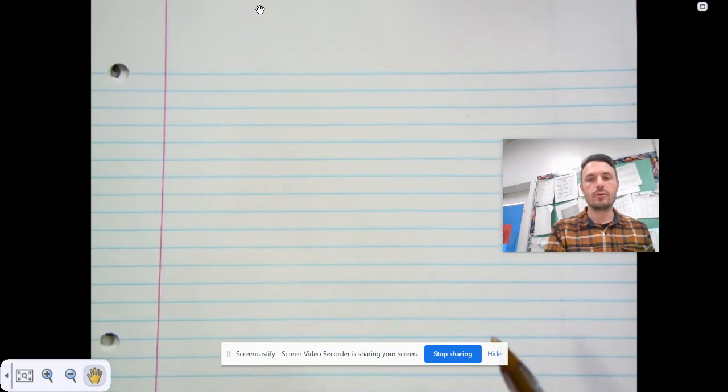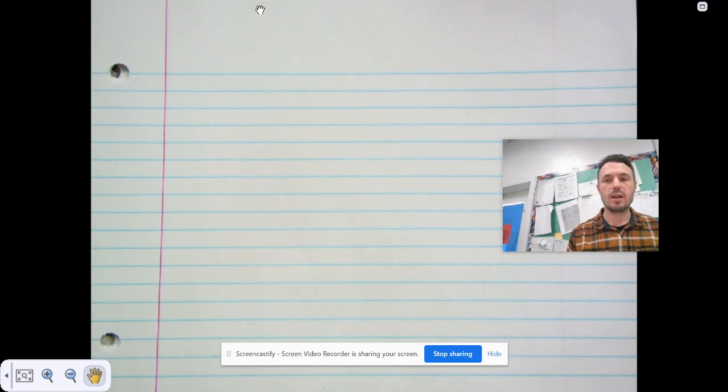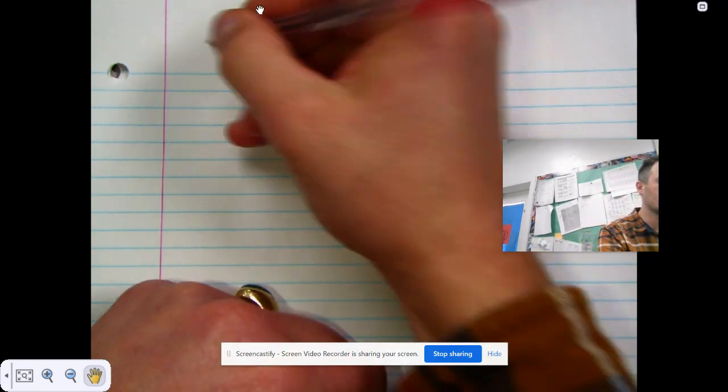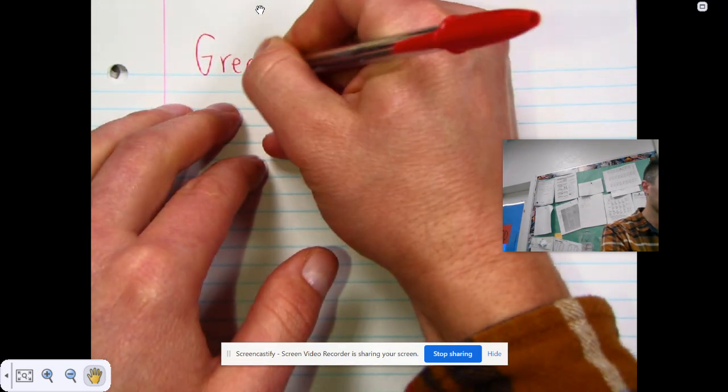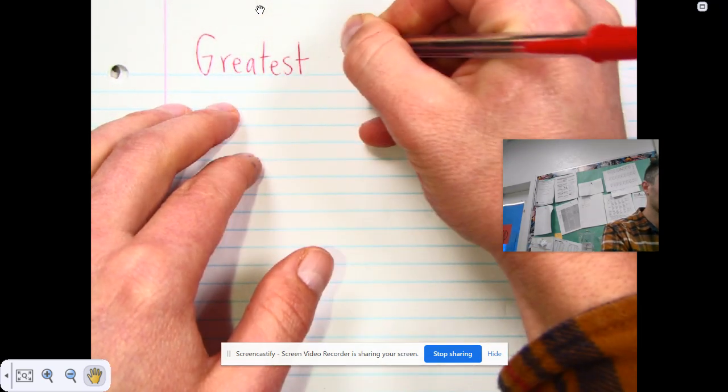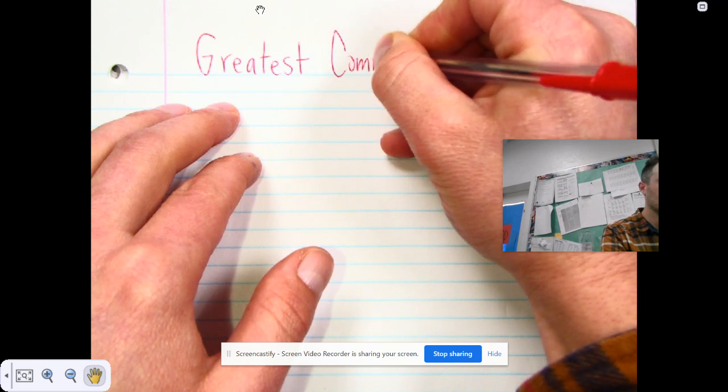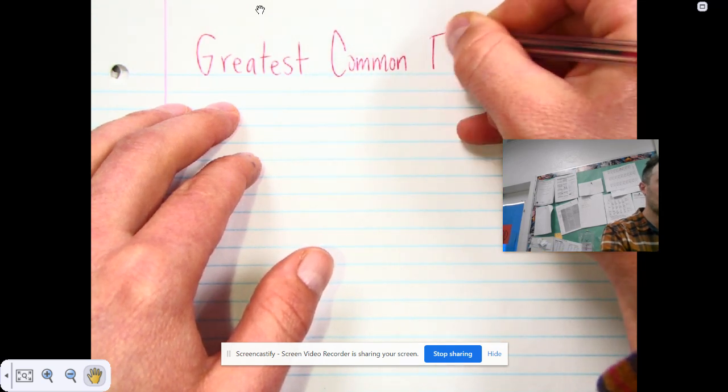Go ahead, open up your math notebook, turn to the next available page, and at the top of that page, write the title of today's lesson, which is Greatest Common Factor.